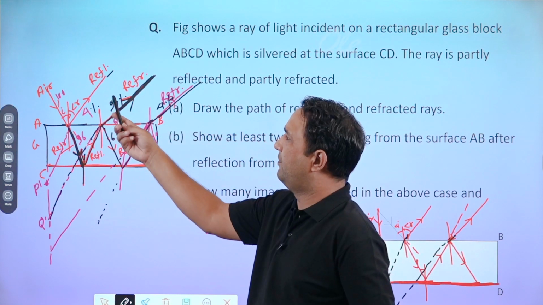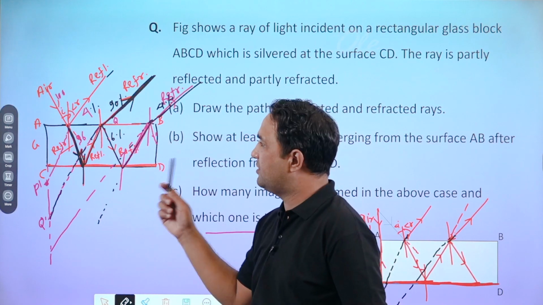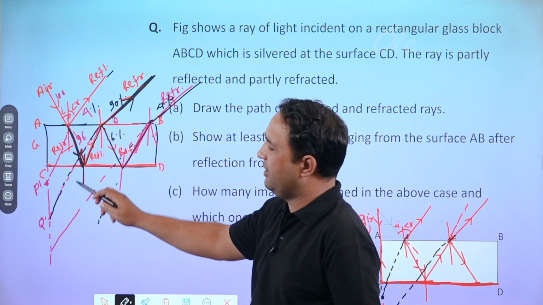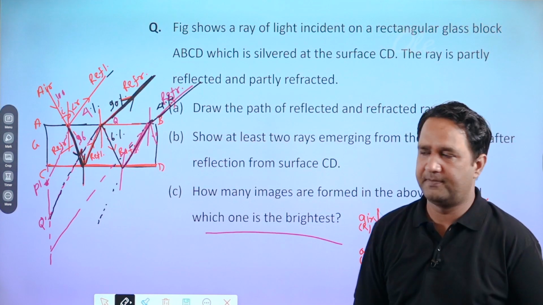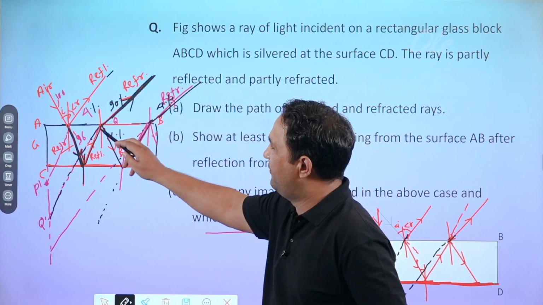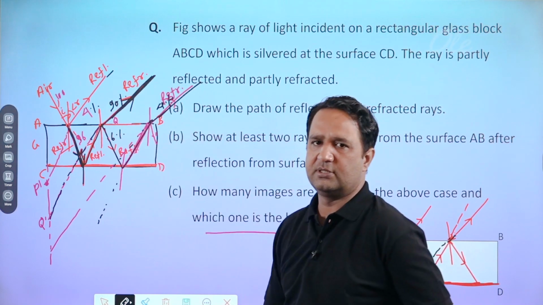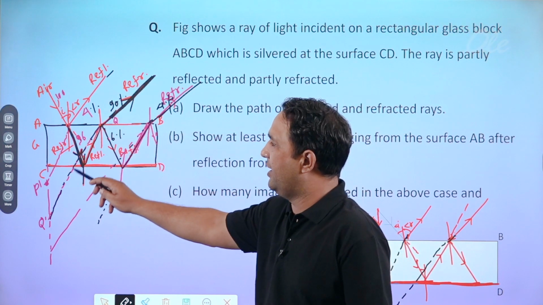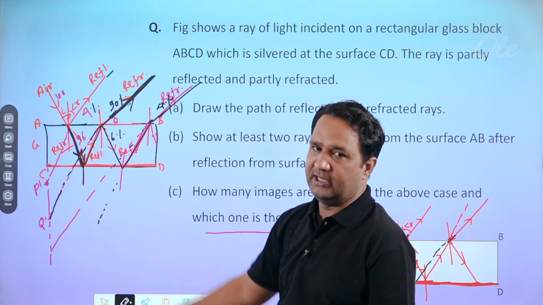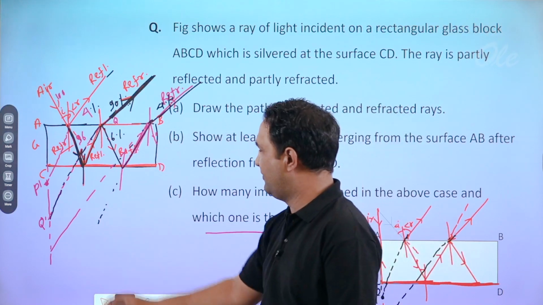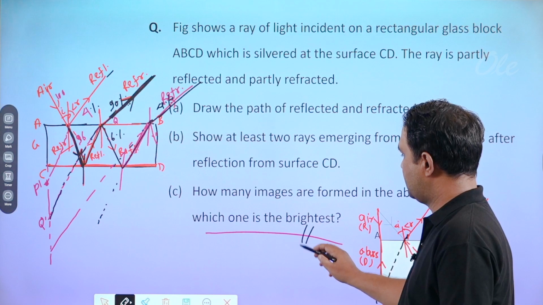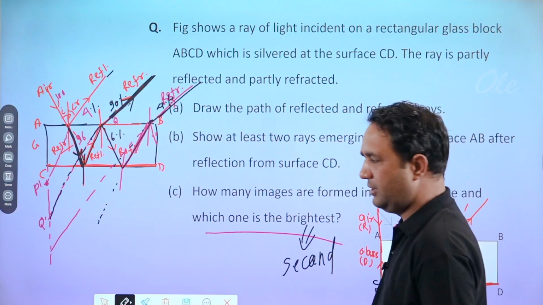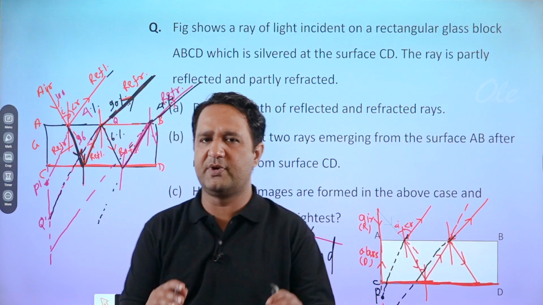So which ray will be the brightest? Which image will be the brightest? The second one. The second image will be brightest because it is due to the ray having an intensity of 90%. This image is formed due to the ray, which I am extending, having an intensity of 90%. So the second image will be brightest, right? I hope the concept is very clear to you now.